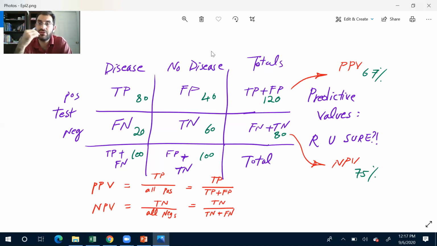So if it is about a positive test, that's called positive predictive value. If it is about a negative test, this is called negative predictive value. Is that clear? How sure you are about a positive test is called positive predictive value. How sure you are about a negative test is negative predictive value.